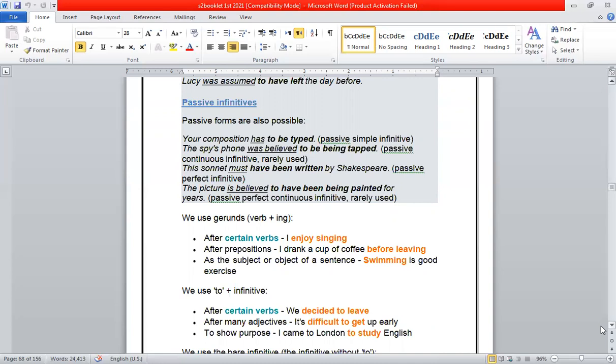The passive perfect continuous infinitive is rarely used. So you find it hard to hear. Your ears are not used to hearing something like that, because it's really not used very often.